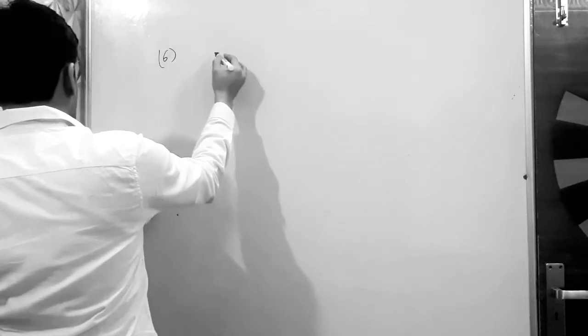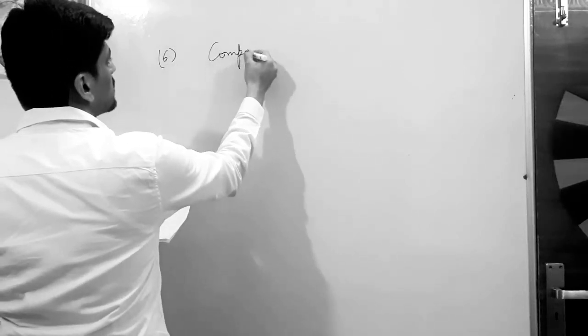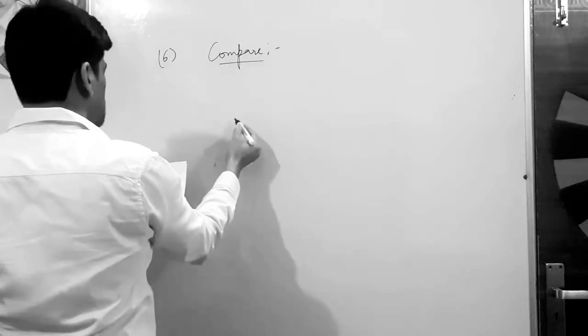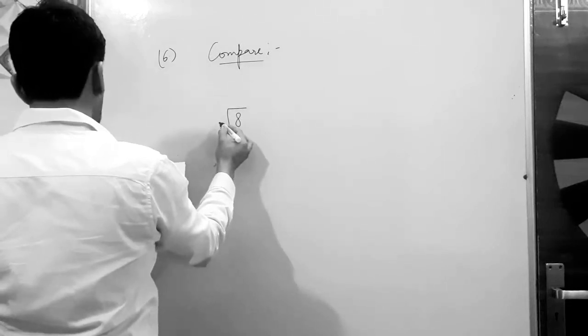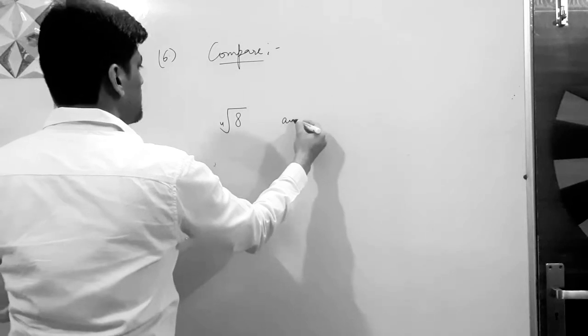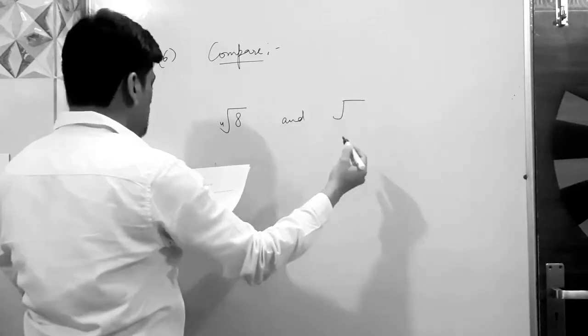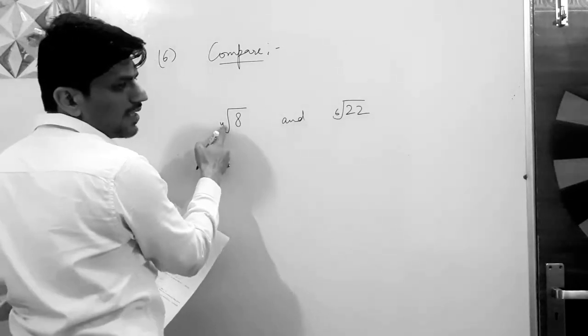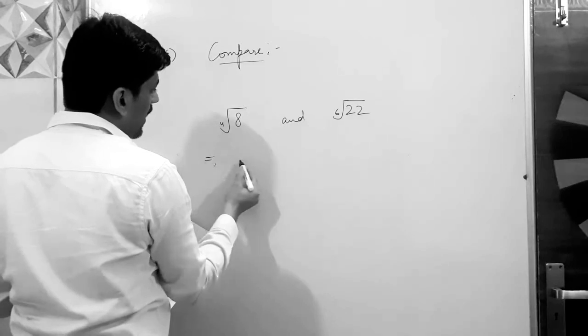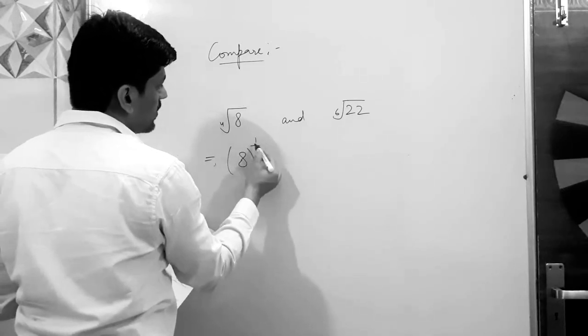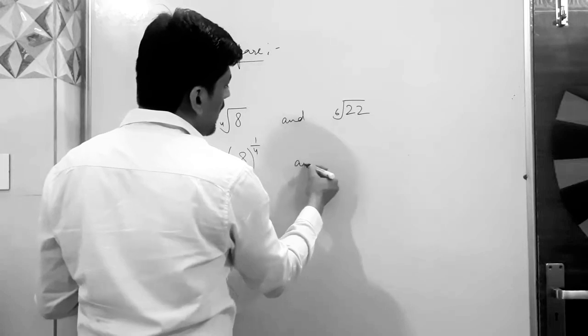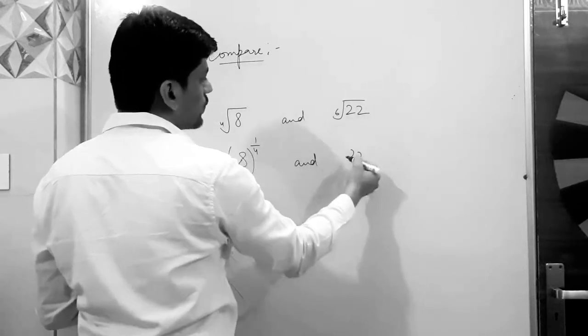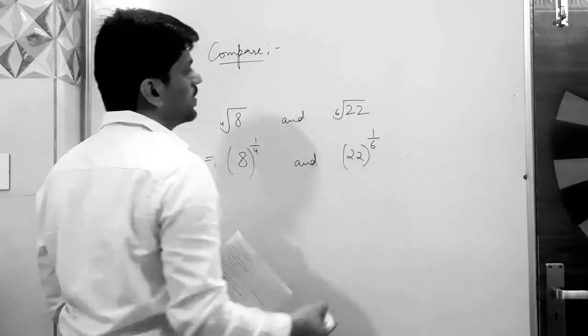Question number 6. Very important question. It says compare the two quantities, the two irrational quantities, the two surds. To compare these two surds, these are mixed, unlike surds. This is the radical sign and this is the number 4. So you can write this as 8 raised to the power 1 over 4. And this, 6th root of 22, you can write as 22 raised to the power 1 by 6.